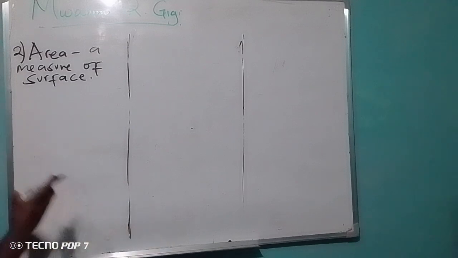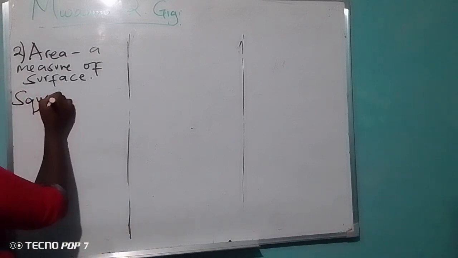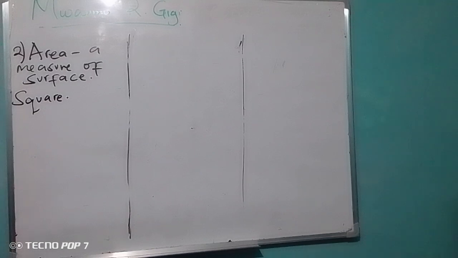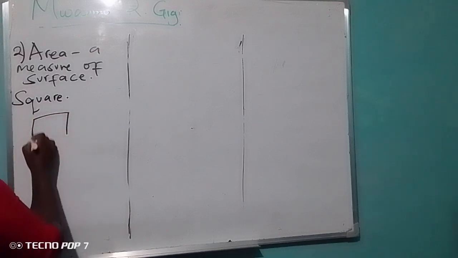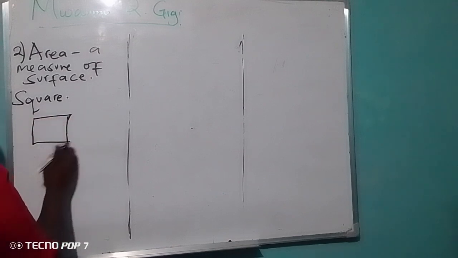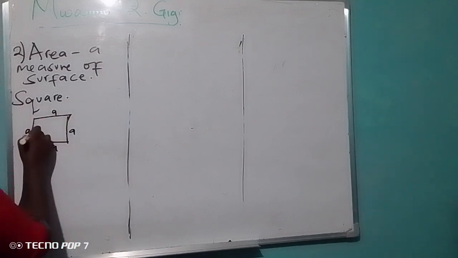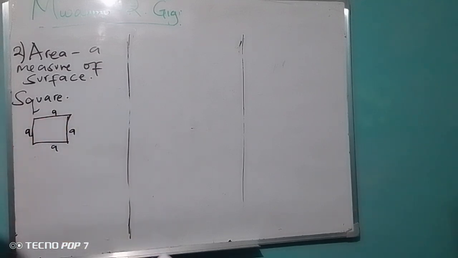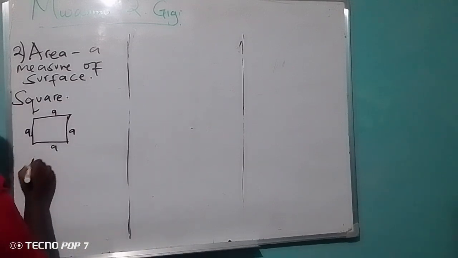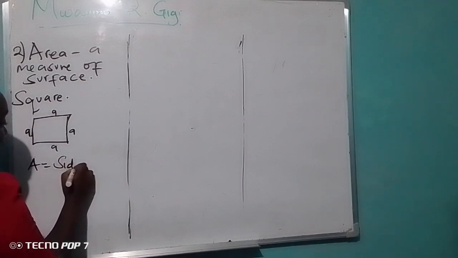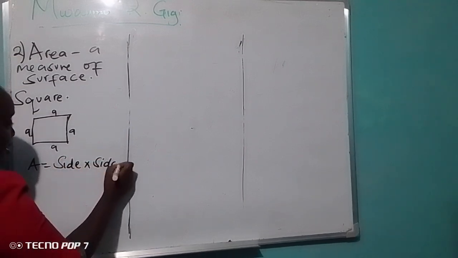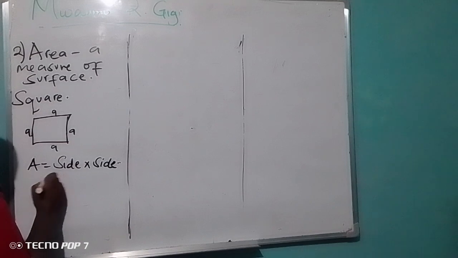So the first thing we measure is a square. Si tunajua square ni hii all round. If this side is A, so all sides will be A. So, area of a square is side times side.